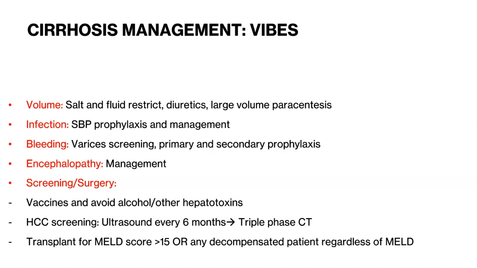And S is for screening and surgery. Patients should undergo age-appropriate cancer screenings as well as screening for hepatocellular carcinoma every 6 months with a liver ultrasound. Suspicious lesions should be assessed with a triple-phase CT scan. Patients should make sure their vaccines are up to date and be counseled to avoid alcohol and other hepatotoxins. Patients with a MELD higher than 15 or who have decompensated cirrhosis, regardless of MELD, should be referred for possible liver transplantation. Let's wrap up with a question.